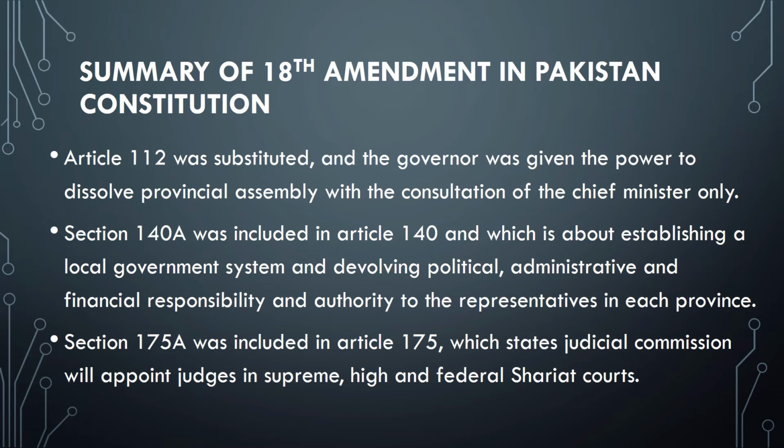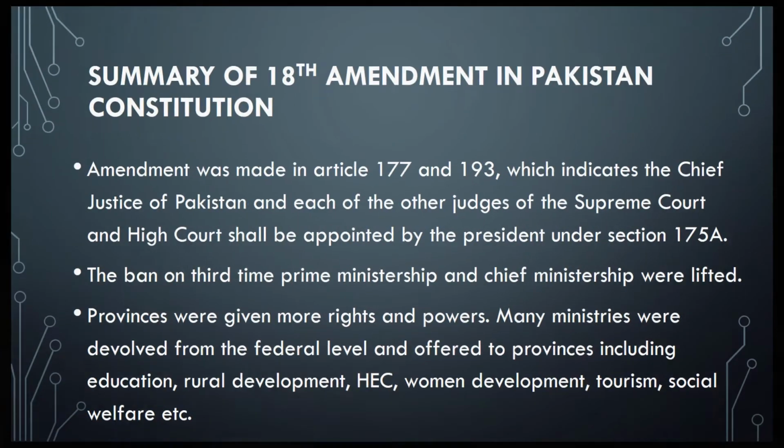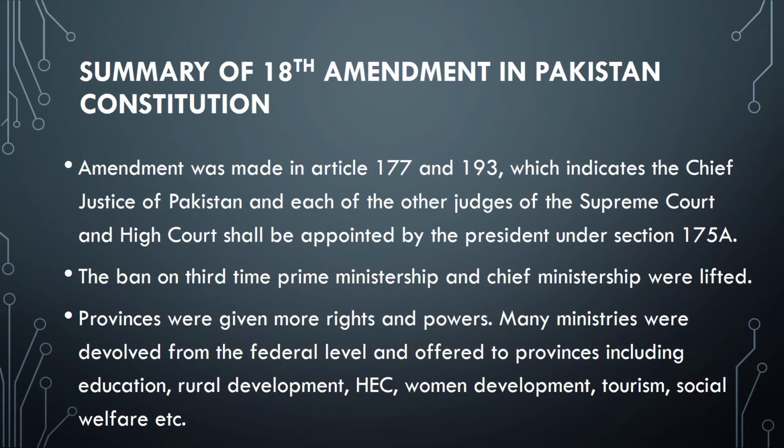Section 175A was included in Article 175, which states a Judicial Commission will appoint judges in the Supreme, High and Federal Shariat courts. Amendment was made in Articles 177 and 193, which indicate the Chief Justice of Pakistan and each of the other judges of the Supreme Court and High Court shall be appointed by the President under Section 175A.